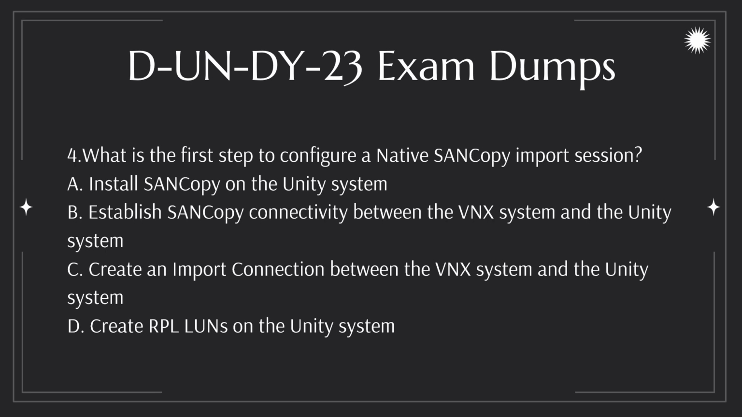4. What is the first step to configure a native SAN copy import session? A. Install SAN copy on the Unity system. B. Establish SAN copy connectivity between the VNX system and the Unity system. C. Create an import connection between the VNX system and the Unity system. D. Create RPL LUNs on the Unity system.